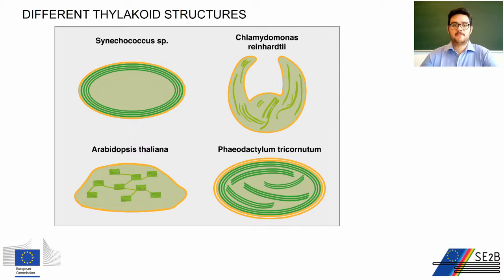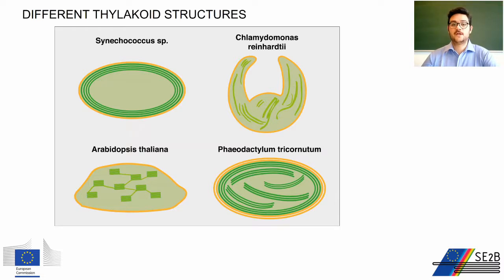The organization described before is just one example of how the chloroplast and the thylakoids are organized. Different structures can be found in nature, comparing photosynthetic organisms at different evolutionary levels. For example, in cyanobacteria, thylakoids surround the entire cell. In Chlamydomonas, a green alga, they present this peculiar structure, while the diatom Phaeodactylum tricornutum has a four-membrane envelope due to its origin from a secondary endosymbiotic event.